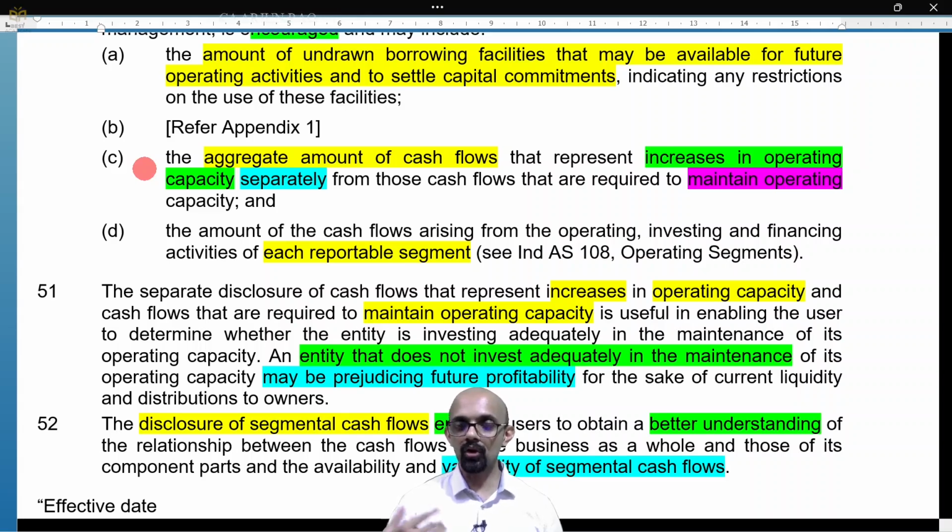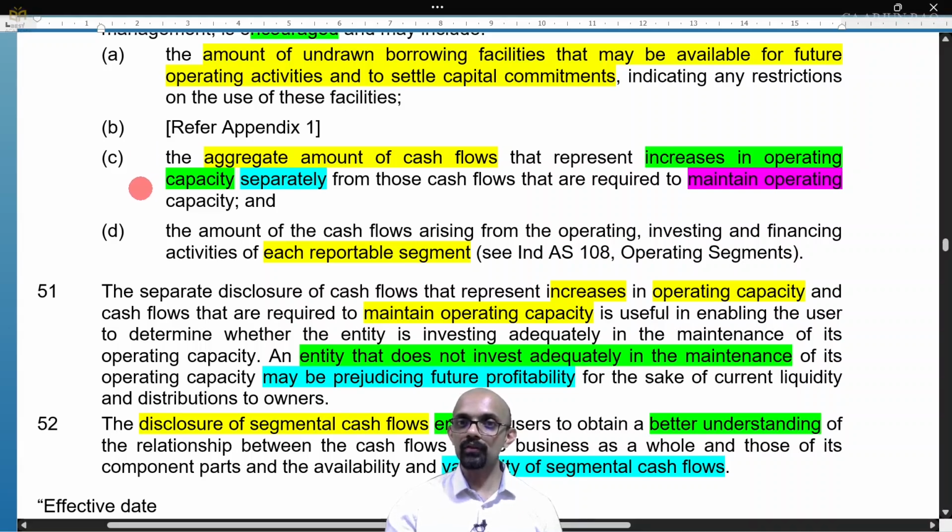So, the outflows that are helping you to increase your revenue generating capacity. Let us say you have purchased machinery to add to your capacity, to add to your production lines. That should be separately disclosed from say significant repairs on machinery to help you maintain the existing level of operation. So, this has to be disclosed separately.